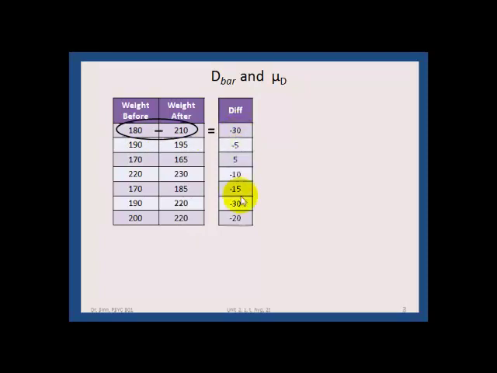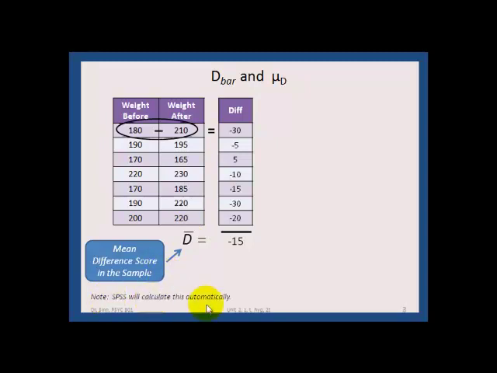So these are all individual difference scores, or you could say Ds. And then if you add them up and divide by 7, you get the average difference score. And so that's D bar. So when we're doing this on the computer, SPSS will calculate this automatically. And just to state again, this is the mean difference score in the sample.